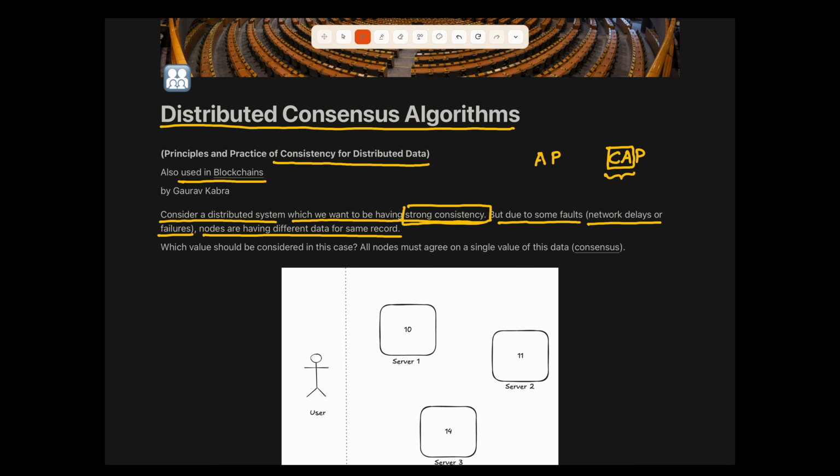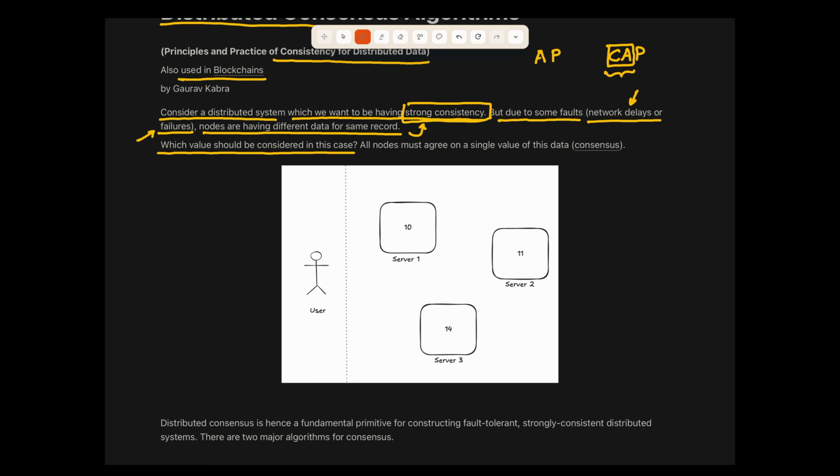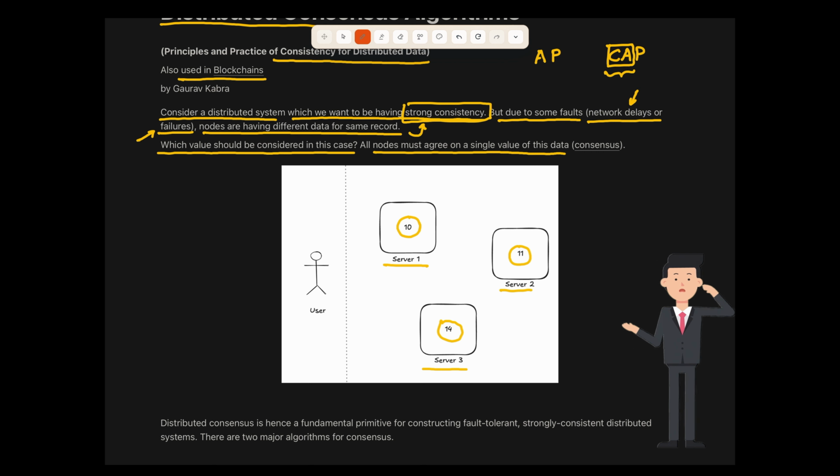But there are some faults in the system, for example, network delays, replication lag, or failures, due to which different nodes can have different data for the same record, at least for some time, which is not in accordance with the strong consistency principle, where at any given moment, all the nodes should agree on the same value. Which value should we consider in this case? Let's say in this image, server 1 is saying a value of 10, server 2 is saying a value of 11, and server 3 is saying that the value is 14. Now, which state should you consider? All nodes must agree on a single value of this data, which is known as consensus.